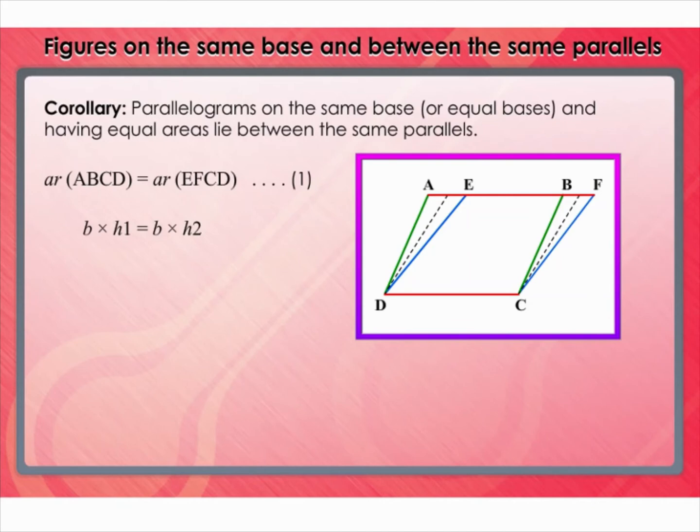Applying the formula for area of parallelogram, we can express equation 1 as follows. Cancelling B, that is common on both sides, we have H1 is equal to H2. As the heights of the parallelograms ABCD and EFCD are equal, the common base DC and opposite side AF are parallel. Thus, the corollary is proved.